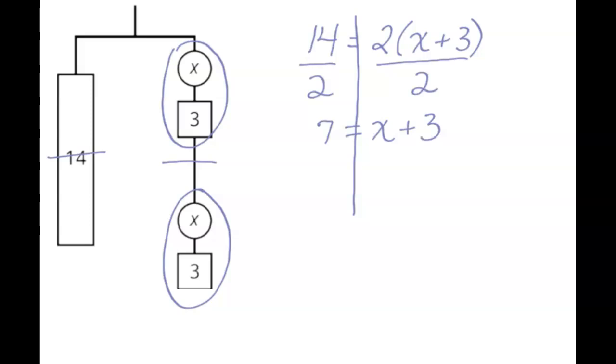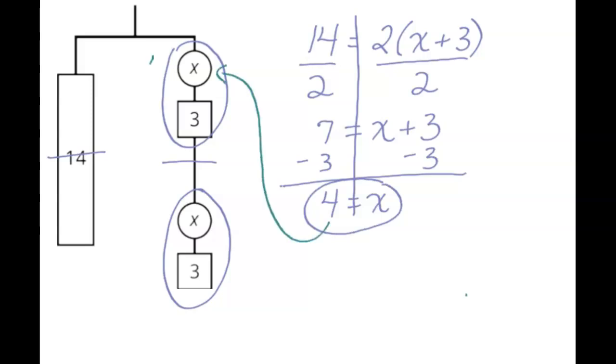Okay, continuing what we did last time. If I want to get rid of one of the 3's that's with the x, I can subtract 3, but if I do it on the right, I need to do it on the left. So 7 minus 3 equals 4, and there's just x left on the right. So we think 4 equals x. Like last time, let's try it and check it.